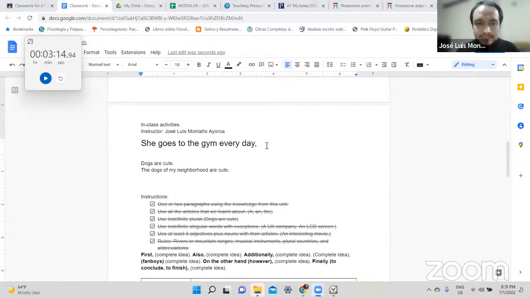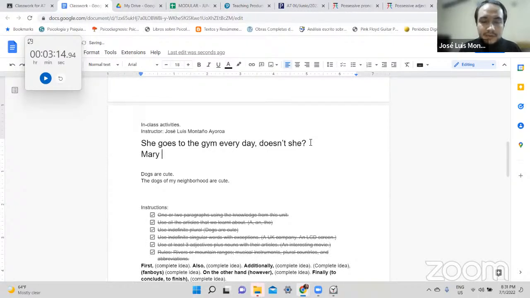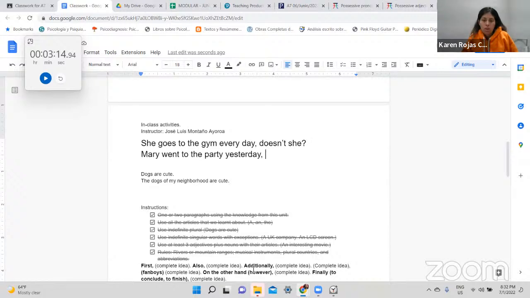Doesn't she? Correct. The only thing we have to know is that we always need the auxiliary. We only need to be careful with the simple present and the simple past, right? Because the other auxiliaries are clear and they are always there. What about this one? Let's say Mary went to the party yesterday. Okay, very easy as well. What is the tag question for that? Didn't she? Yes. Exactly.